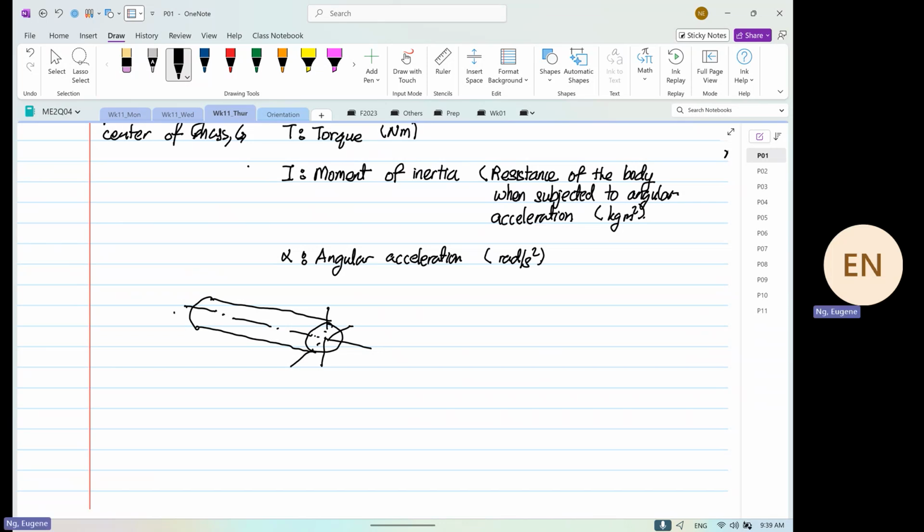You have a shaft rotating at an angular velocity of omega. When will a shaft actually break? Let's do something practical. Anyone? Yeah, it's due to shear stress, but when will it break? When the shear stress exceeds its yield strength. But when will the shear stress exceed its yield strength?